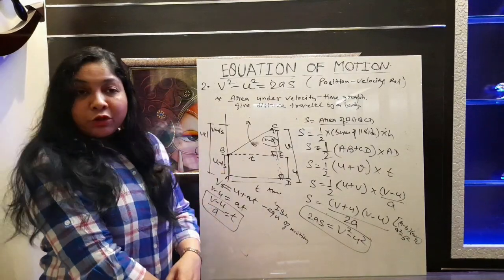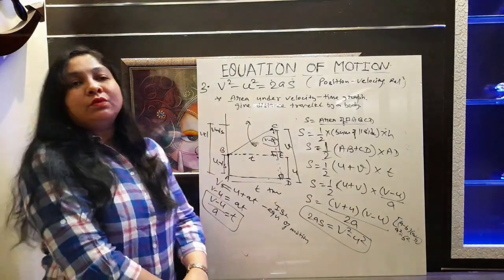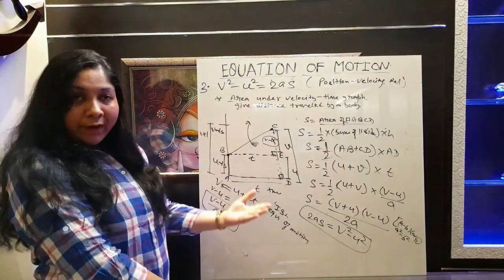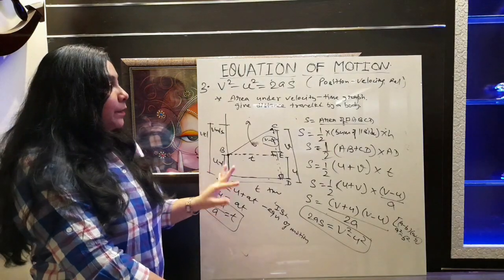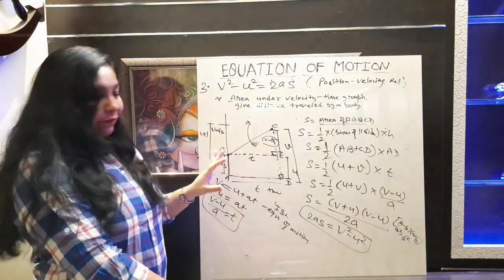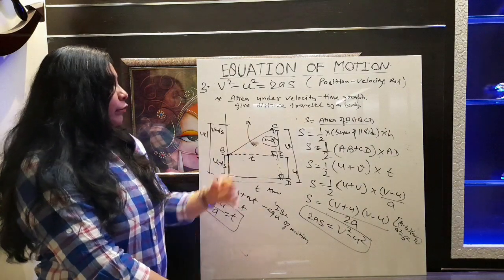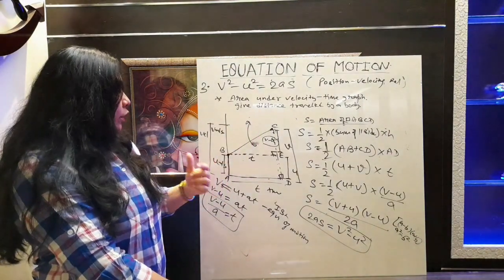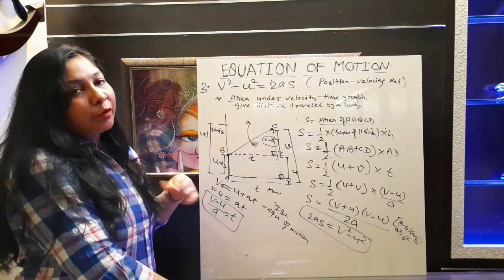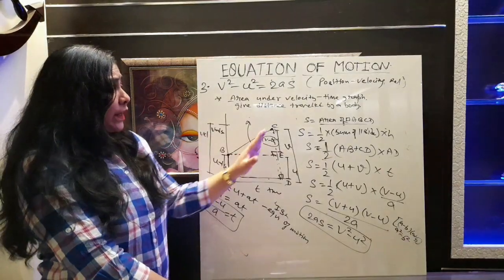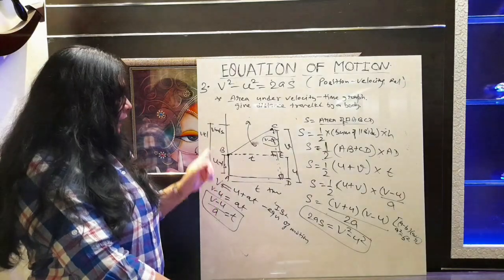Then it will be very easy to derive all three equations of motion. So we did the third equation of motion here also. That is v square minus u square is equal to 2as, which will provide you the relationship between position and velocity. How did we do it? This is the graph that we are getting, and this is the area, that is ABCD. We are using this statement to use the term distance here, because the area under a velocity time graph will give you distance. So S is equal to the area of quadrilateral ABCD.